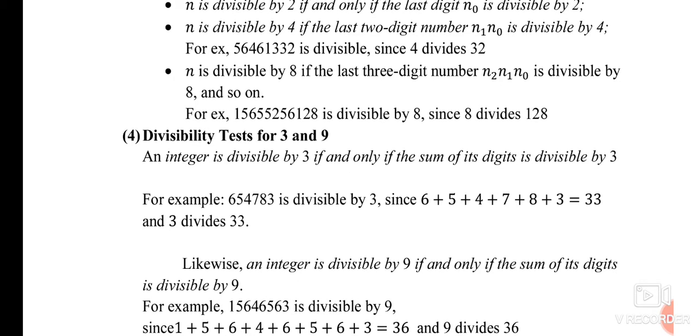Next, divisibility test for 3 and 9. An integer is divisible by 3 if and only if the sum of its digits is divisible by 3. For example, consider the number 654783. Here the sum of digits is 33. 3 divides 33, so 3 divides this number 654783.